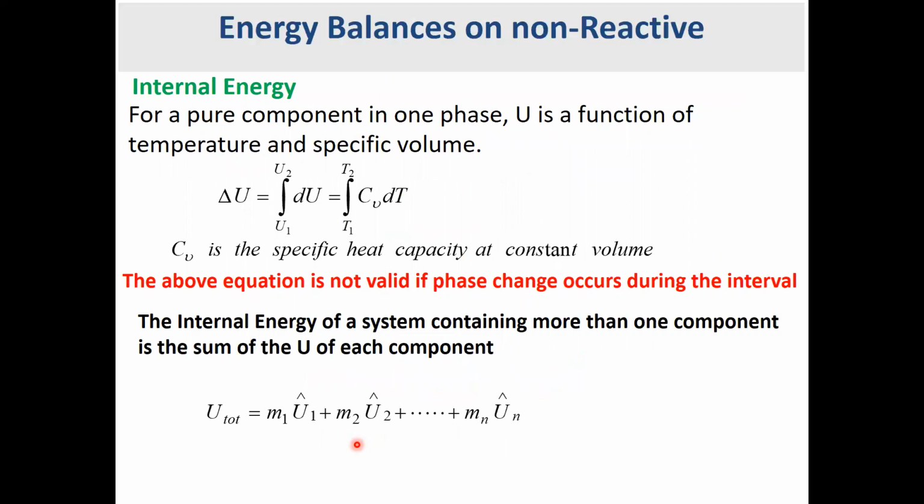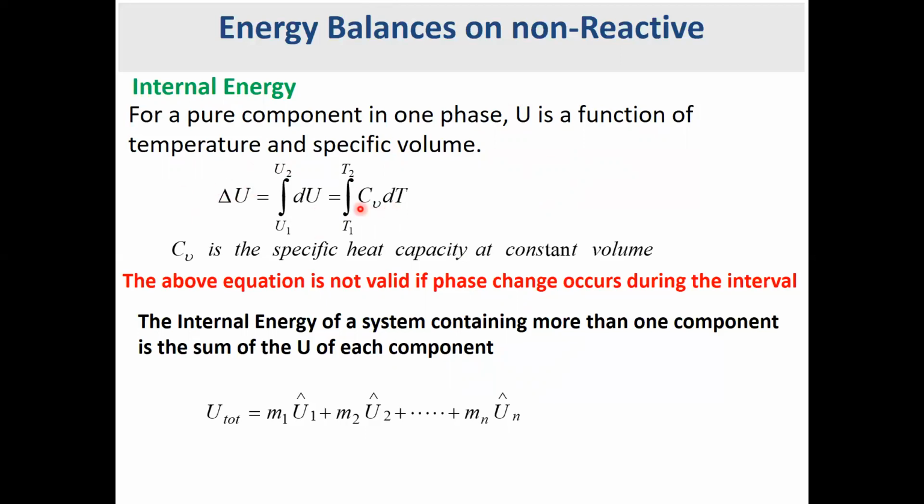So we want to say that if you have a system with just one phase, meaning there is no phase change, for example the component is liquid all the way through the system, or it is a gas. There is no change of phase, not from solid to liquid, liquid to solid, solid to gas, or liquid to gas. In that case, the internal energy is a function of temperature and specific volume. So you can formulate it in this way.